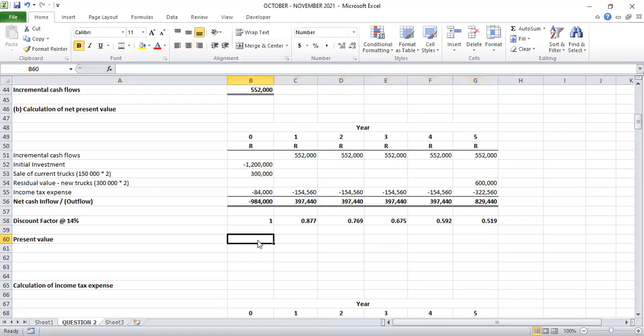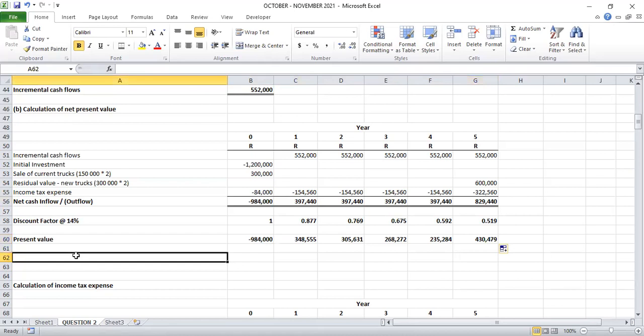Right, which we find by multiplying our net cash flow multiplied by our discount factor. These will be our present values. Remember, I told you the meaning, that it just means this net 397 in year 1 is worth 348 now. The 829 in year 5 is worth 430 now. Is that right? So then we get our net present value.